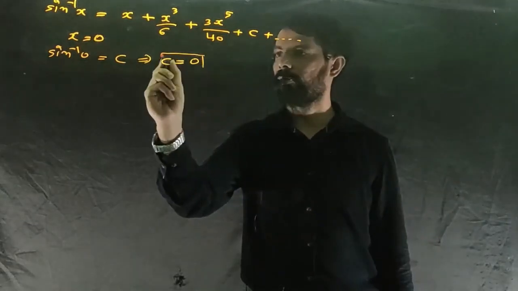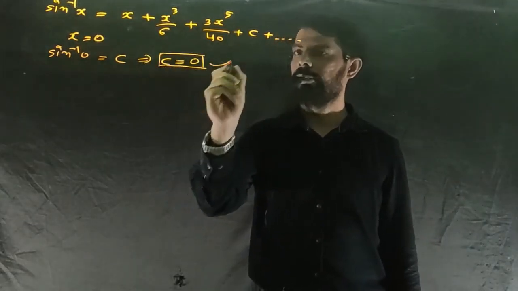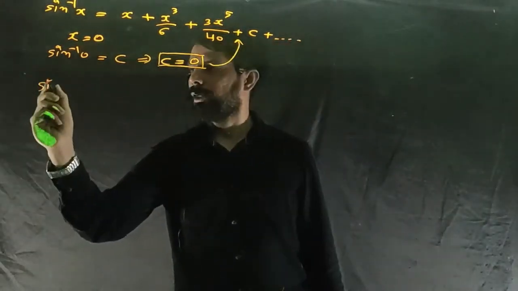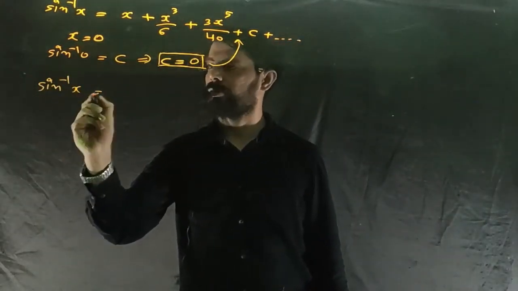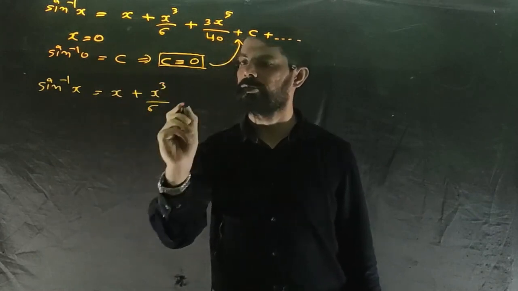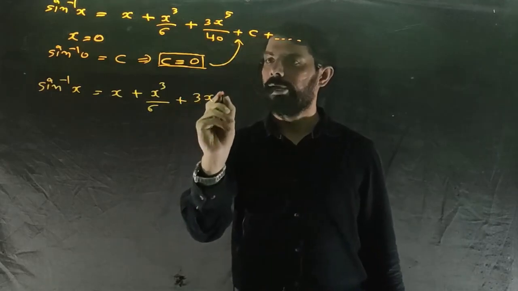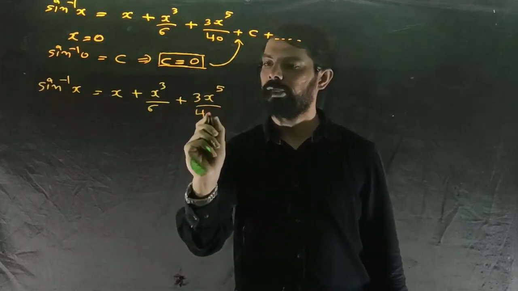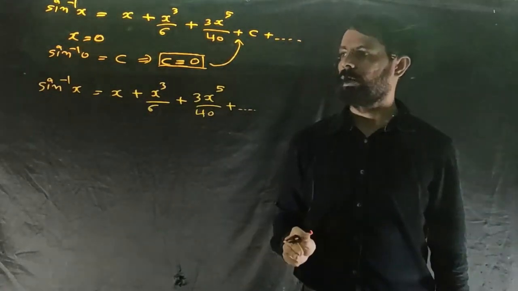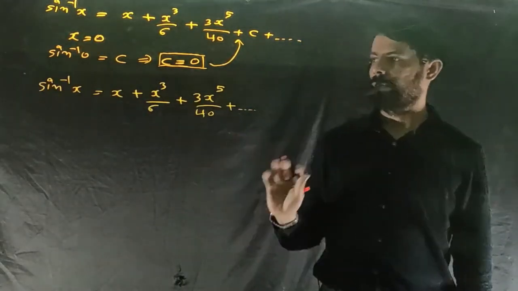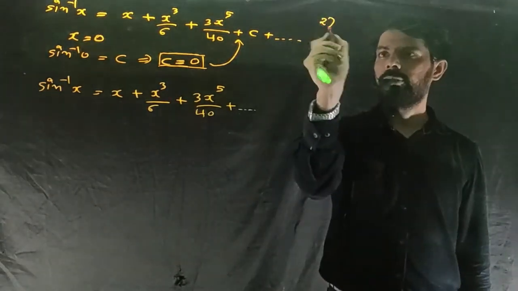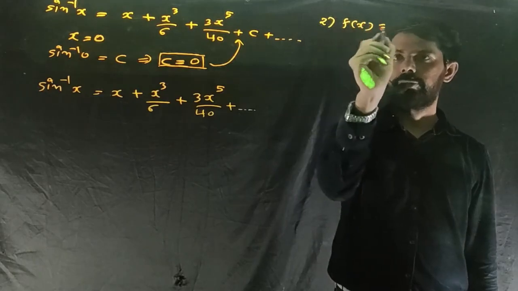So if we put the value of c equal to 0 in this series, then the Maclaurin series for sine inverse x will be x plus x cube by 6 plus 3 x raised to 5 by 40 plus so on. So this is the Maclaurin series for sine inverse x. Now let us discuss the second example, of the function cos inverse x.